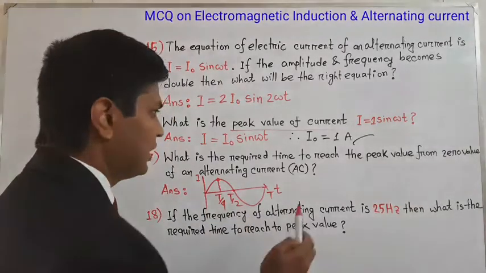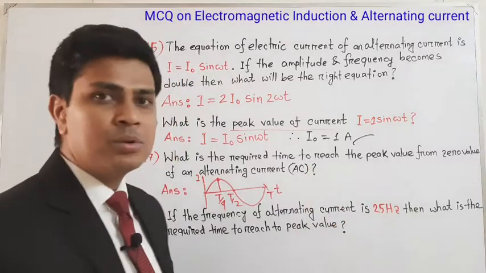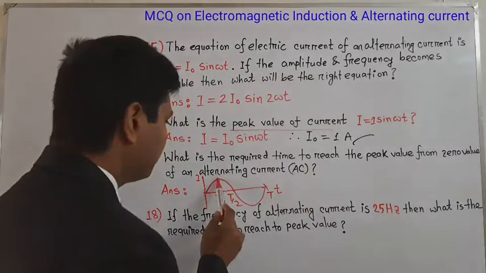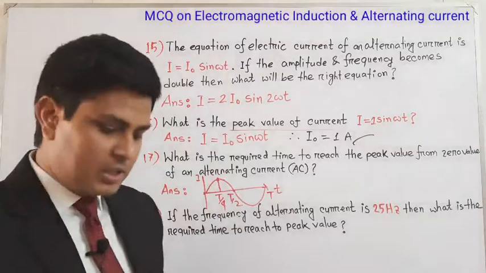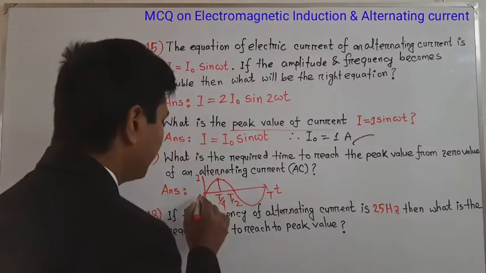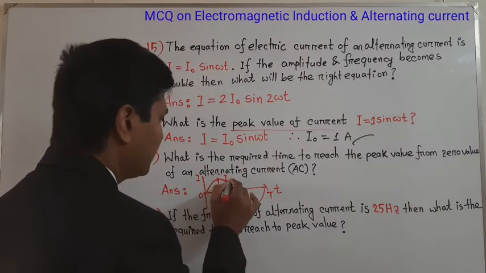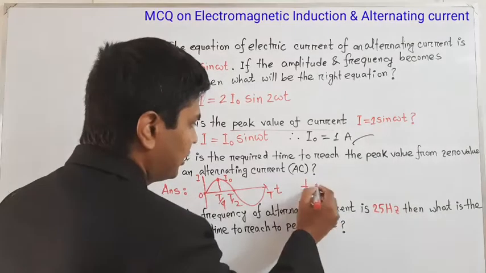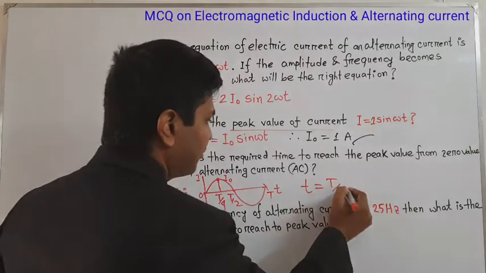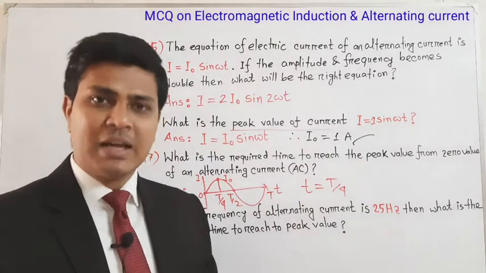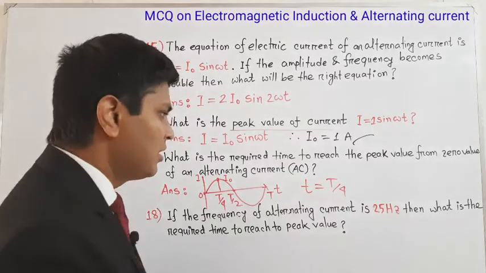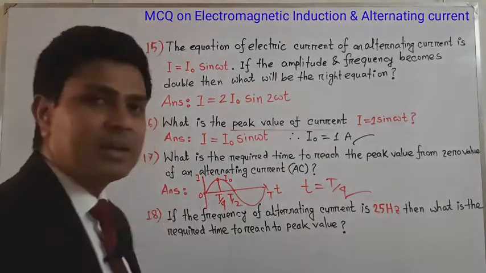So the question is, what is the time required to reach the peak point from the 0 point? This is the 0 point. So the required time to reach the peak point from the 0 point is T by 4. That means the required time will be a quarter of the time period. This is the answer of question number 17.